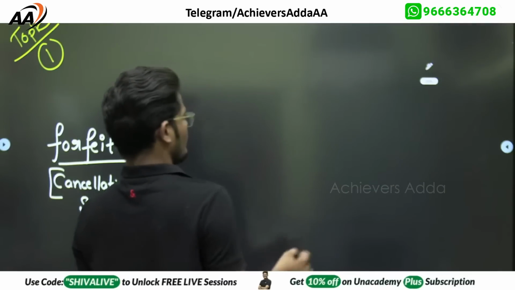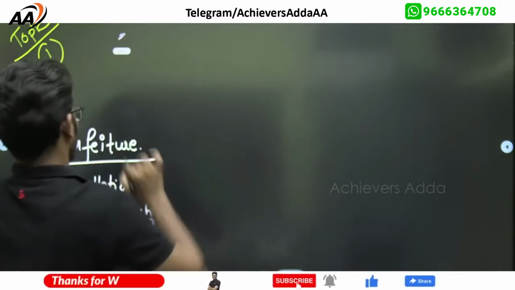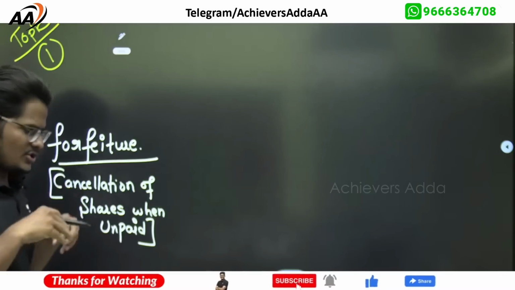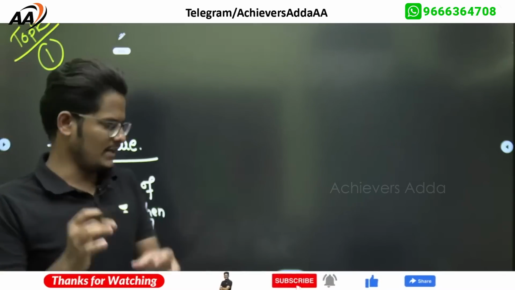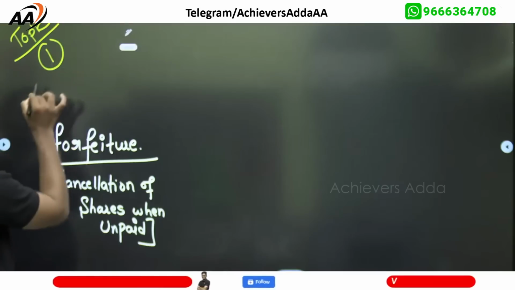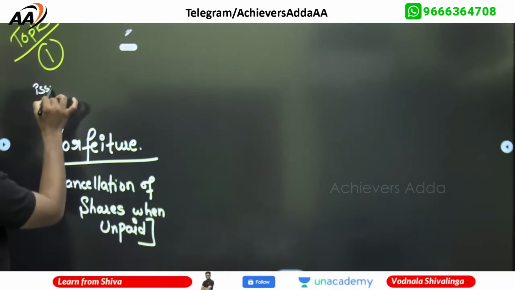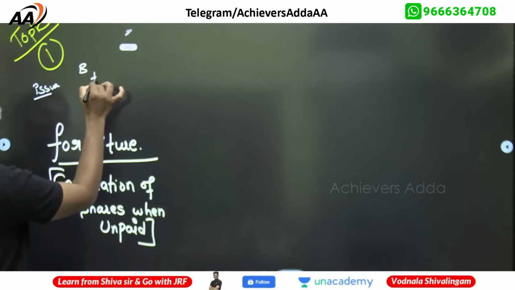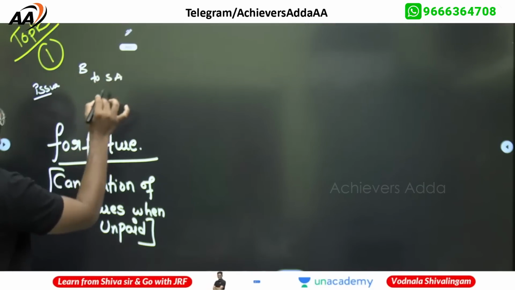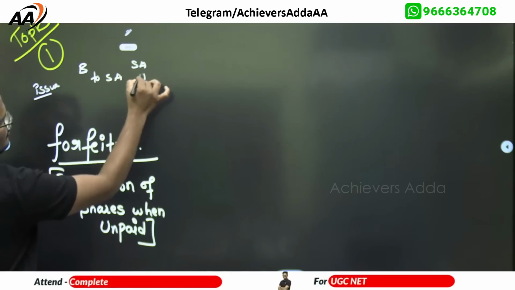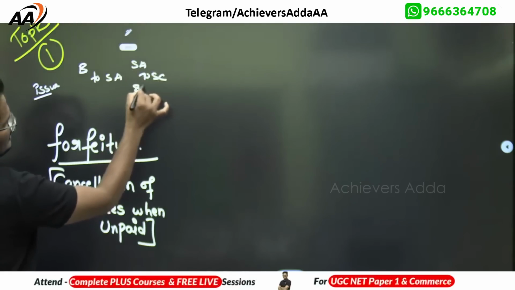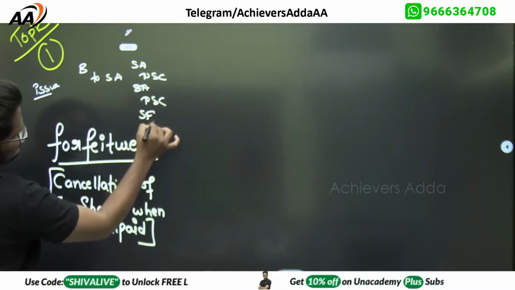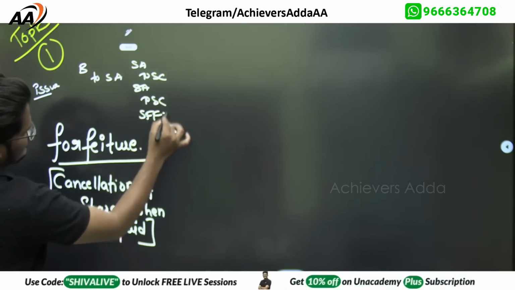But how to account for it and how to do the calculation of capital reserve and entries also. When we issue the shares, the first entry we write is: bank to share application, and share application to share capital, share allotment to share capital, share first and final call to share capital. Like this we will write.